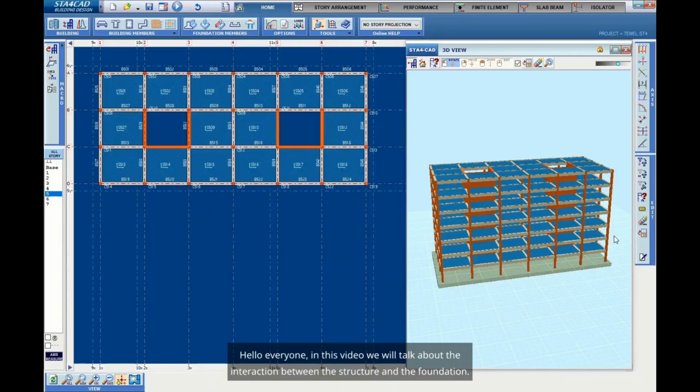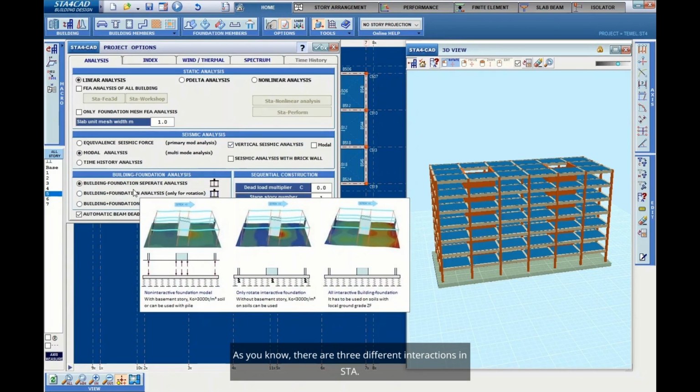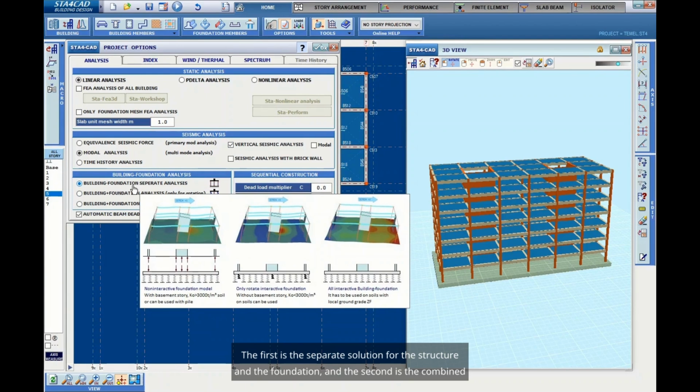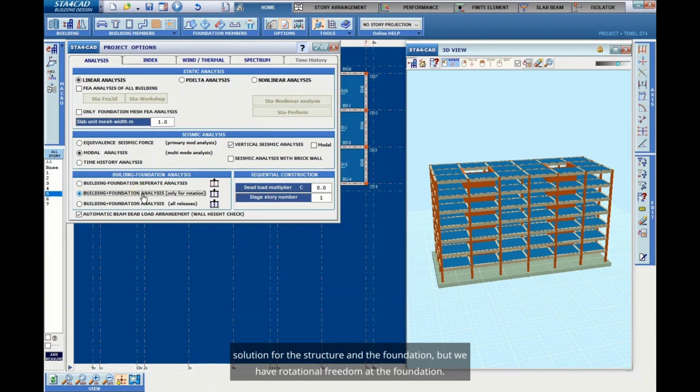Hello everyone. In this video we will talk about the interaction between the structure and the foundation. As you know, there are three different interactions in STA. The first is the separate solution for the structure and the foundation, and the second is the combined solution for the structure and the foundation, but we have rotational freedom at the foundation. In the third case, both rotations and settlements have been released in the combined solution of the structure and foundation.